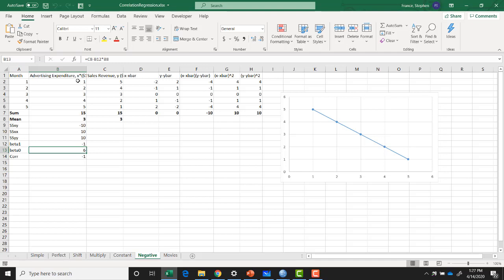So here we have a negative example. And we've got an incredibly incompetent advertising department now. And so if we have 1,000 in advertising, we have 5,000 in sales. 2,000 in advertising, we have 4,000 in sales, etc. So there's this perfect negative correlation. And here, the correlation is -1.